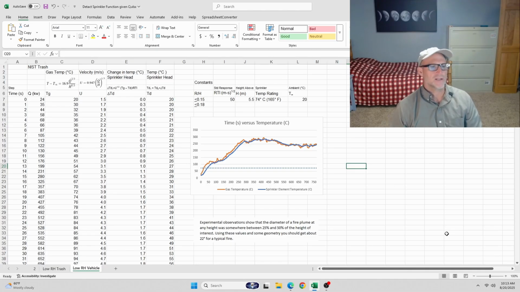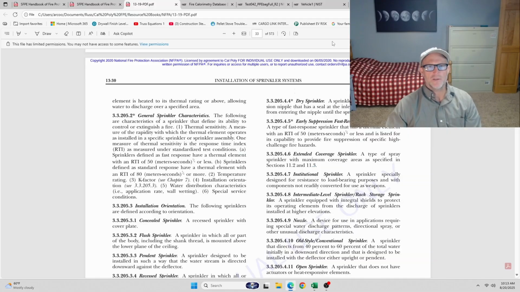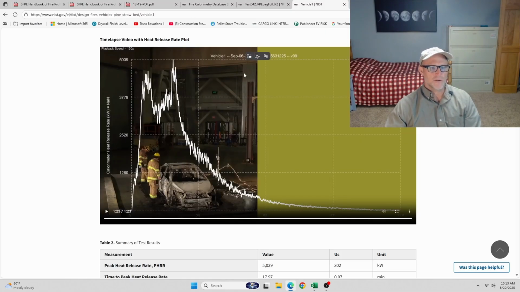In terms of the science that goes into parking garages, storage areas, high bays, there's a lot of science that Factory Mutual and NFPA has done pertaining to sprinkler performance as a function of height. So I'm going to take another example. Here's an example from a fire associated with a vehicle, a standard sedan.